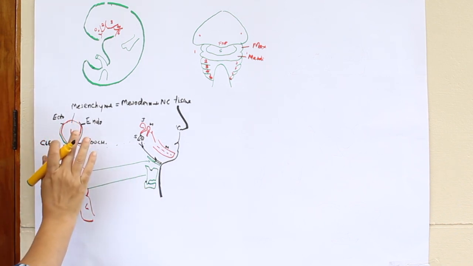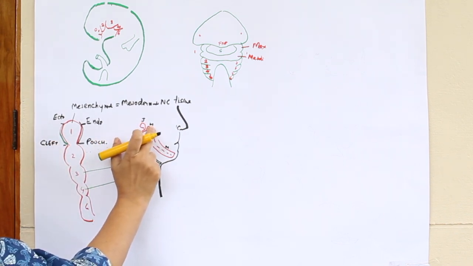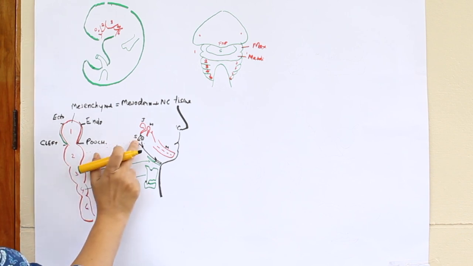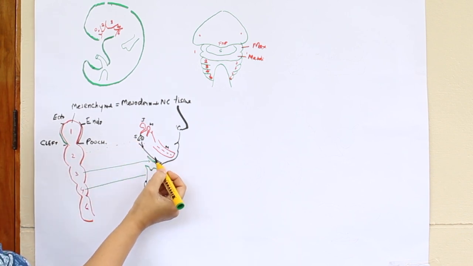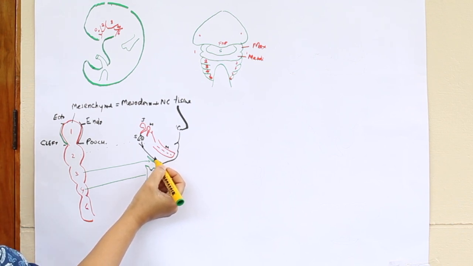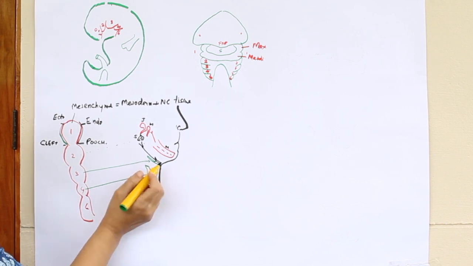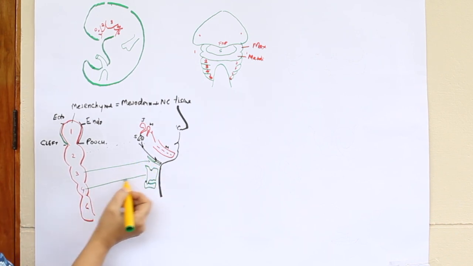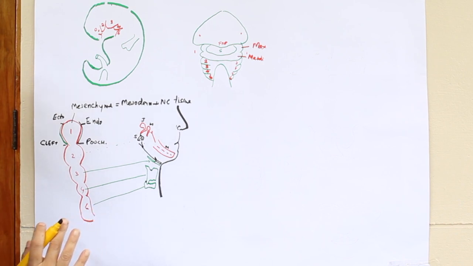Okay, so from the pharyngeal arches, from the first arch develop malleus, incus and the mandible. From the second arch develop stapes, styloid process, stylohyoid ligament, upper half of body and the lesser horn of hyoid bone. And the third one, the lower half of body and the greater horn of hyoid. And the fourth arch, the thyroid, and from the sixth develops the cricoid cartilage. Okay. So that is it.